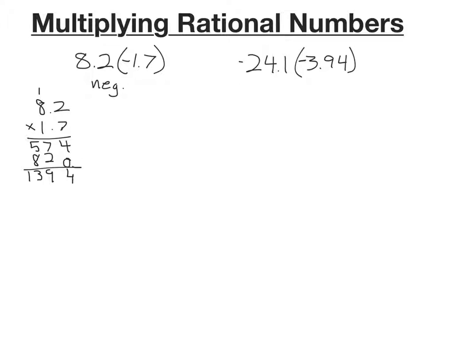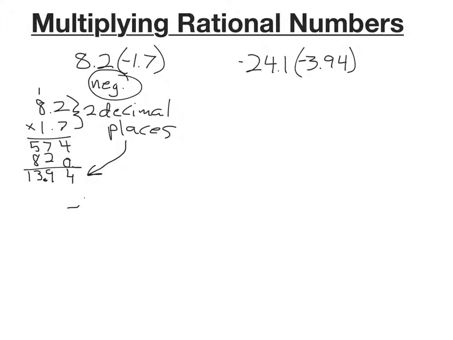When we're multiplying, the decimal doesn't just come straight down. What we do is we look and see how many decimal places we have in the problem. In here we have 2 decimal places. So that means that's how many decimal places we're going to have in our answer. We are also going to have 2 decimal places. So I'm going to put it right here so I have the 9 and the 4 behind the decimal. And my answer is, since it's negative, negative 13.94.